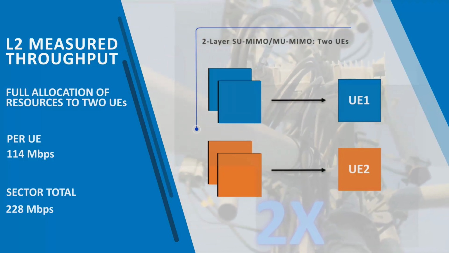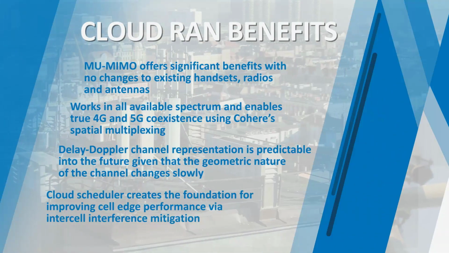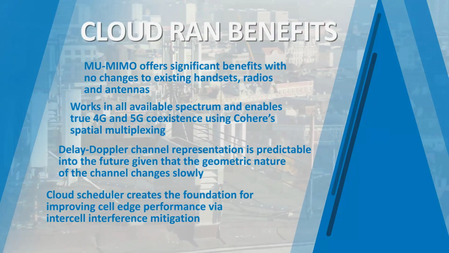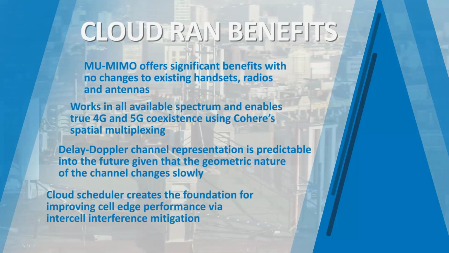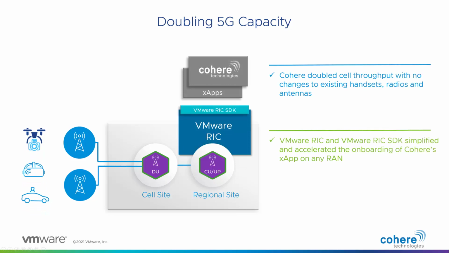Cohere software-based MU-MIMO offers significant benefits with no changes to existing handsets, radios, and antennas. Cohere software works in all available spectrum, enables true 4G and 5G coexistence. In this demo, we have shown how Cohere's Spectrum Multiplier software unlocks the true capacity of an O-RAN cell site, and it is a perfect example of the successful pairing between creative ingenuity in an xApp and the enablement provided by VMware's RIC.